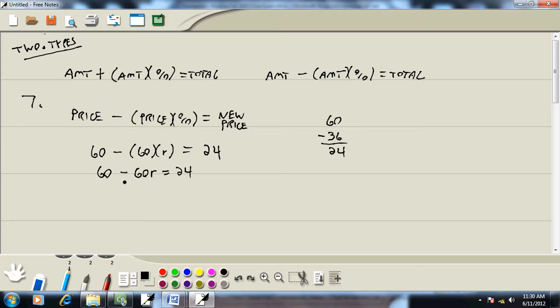Now here, this is a linear equation, so I'll go through my steps for solving it. First step, get rid of parentheses, don't have any. Second step, get rid of fractions, don't have any. Third step, get everything with an R on one side, numbers on the other. So I'll take a negative 60R over to the right side, take 24 over to the left side. So I got 60 minus 24 equals 60R. And that gives us 36 equals 60R. Divide both sides by the number in front of your R, so we'll divide both sides by 60.